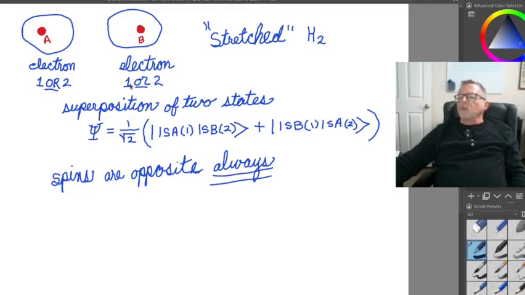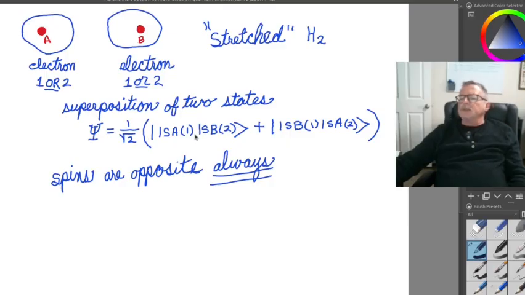We don't know if electron 1 is on the B or it's on the A. In fact, you can't distinguish between the two electrons anyway, so why are we even talking about it that way? Well, the best way to describe it is a superposition of two states, meaning that either it's a 1s orbital on the A with electron 1, a 1s orbital on B with electron 2, or the other way around. And this is the state vector notation.